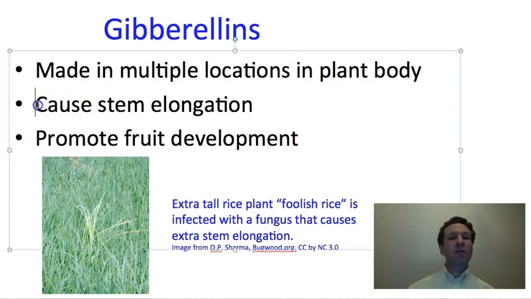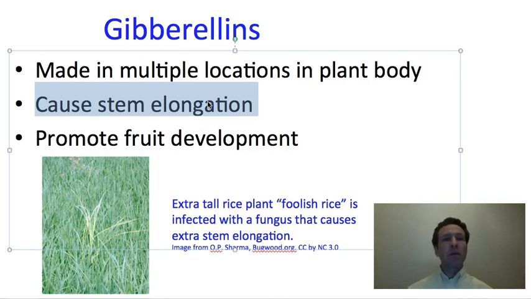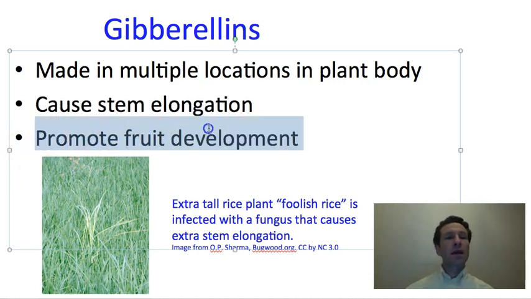So one effect of gibberellins is to cause stem elongation. We'll be talking about this much more when we talk about agriculture. Several changes to plants that we've made in the last 50 or so years involve manipulating the amount of gibberellins such that we can make plants smaller. And we'll talk about why that's good for agriculture when we get to that unit. The second thing that gibberellins can do is promote fruit development.